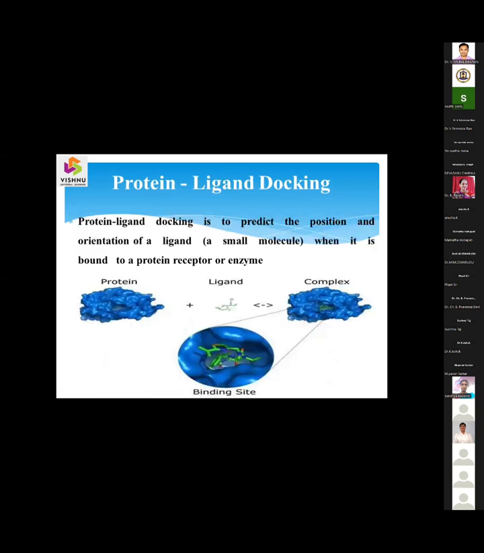Coming to protein ligand docking. The aim of protein ligand docking is to predict the position and orientation of the ligand when it is bound to a protein receptor or enzyme. Here this is our protein and this is our small molecule ligand. This ligand is going and binding at the active site, the binding site of a huge protein, and forming the complex. Here we can clearly see the binding site where our small ligand is going and binding. So this is protein ligand docking, and here the ligand is not rigid. It can change its orientation.